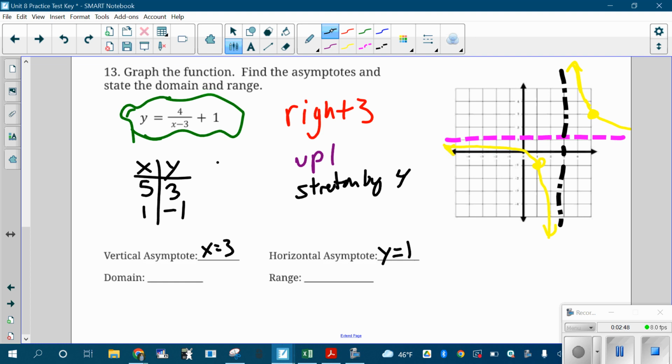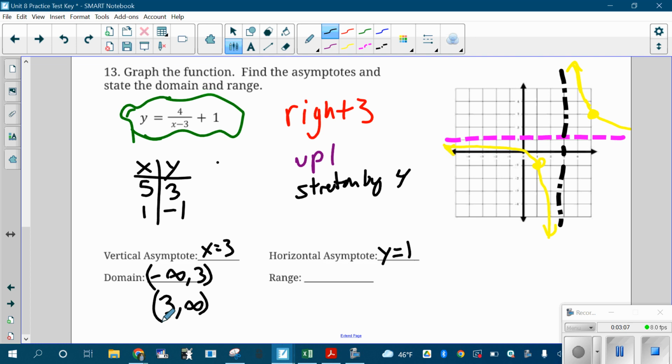My domain, I just have to think about the only time it gets messed up, which is at 3. I'm looking left to right. At x equals 3 is where it gets messed up. So I'm going to start at -infinity, get messed up at 3, then start right back up at 3 and go to infinity.